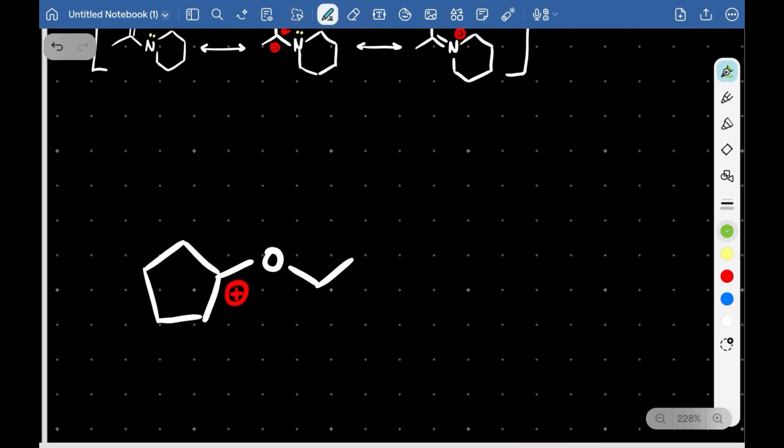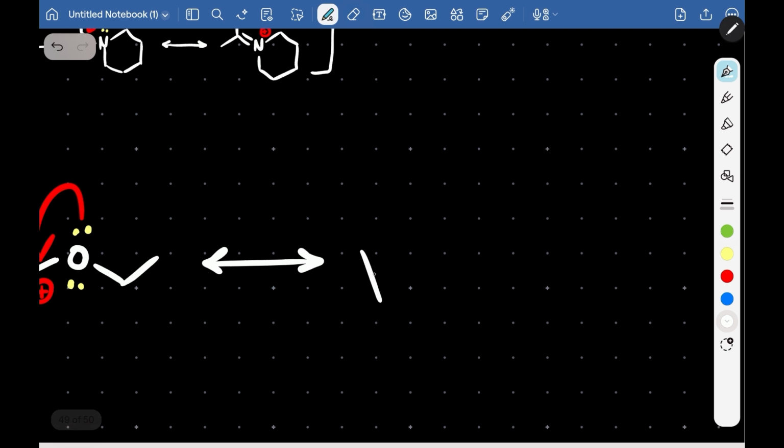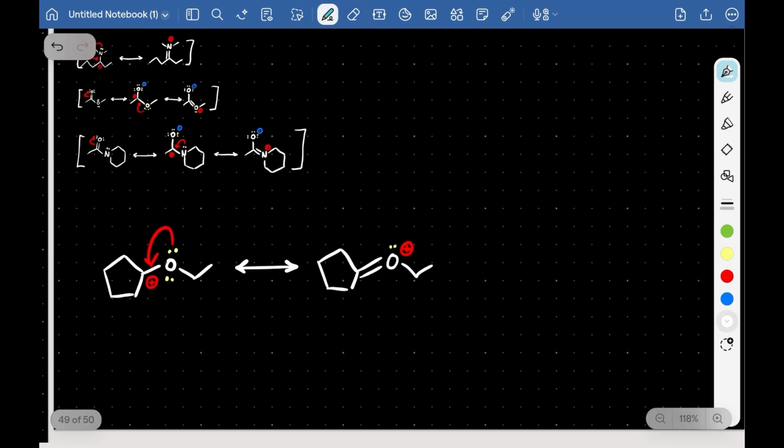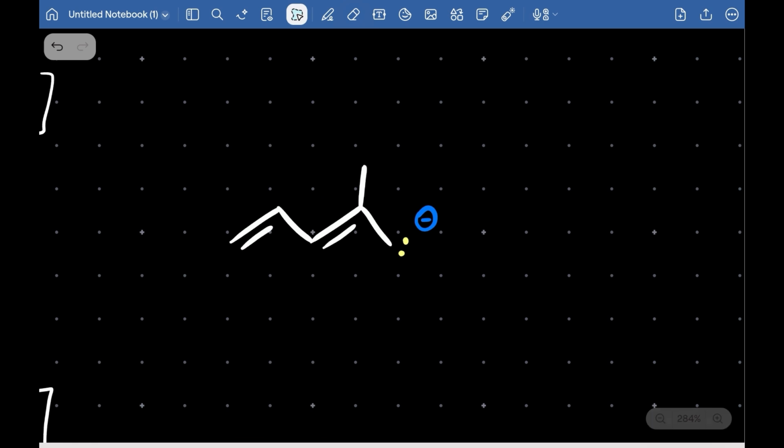We're going to do the same principle as we always do. Draw the lone pair first. This lone pair can hop over here to fill the hole. And that means it's going to be like this: a double bond here, boom, and a positive charge. Yep, that's it.